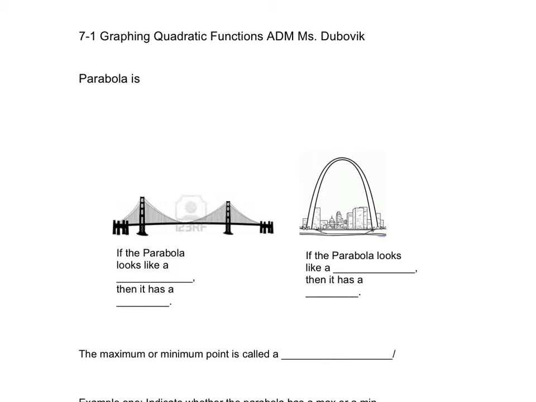All right, so we're going to continue talking about quadratic functions, and I wanted to give you the formal definition of a parabola. My definition of a parabola would be that it's a U-shaped graph. It can either open up or open down, and we'll go over a little bit more of when to know whether it's going to open up or down.